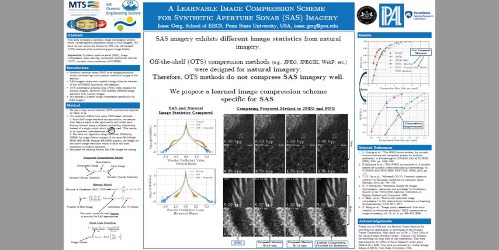In this work, we posit that the limited ACOMS bandwidth is only part of the problem as to why no imagery is sent to topside operators. Commonly used off-the-shelf compression schemes such as JPEG and WebP are often used in compressing SAS imagery, but do so inefficiently because these schemes were primarily designed to compress natural imagery, which has very different statistics than SAS imagery.